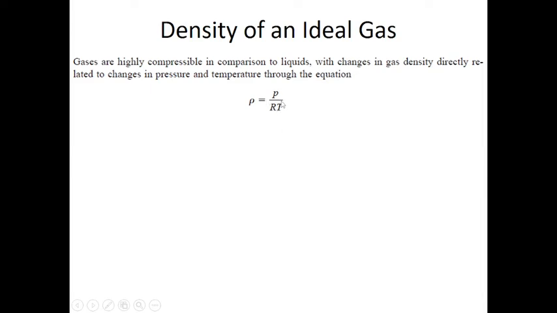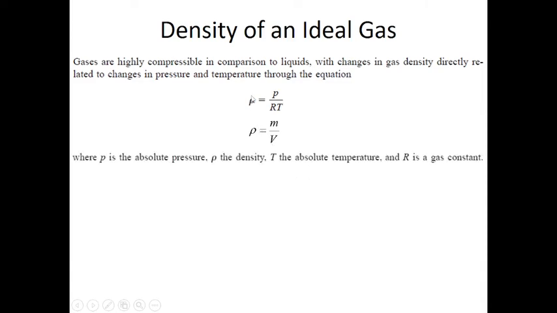So yung T na yan ay absolute temperature, either expressed in Kelvin or degree Rankine. Okay? This is the ideal gas equation. Ang rho na yan ay mass over volume.